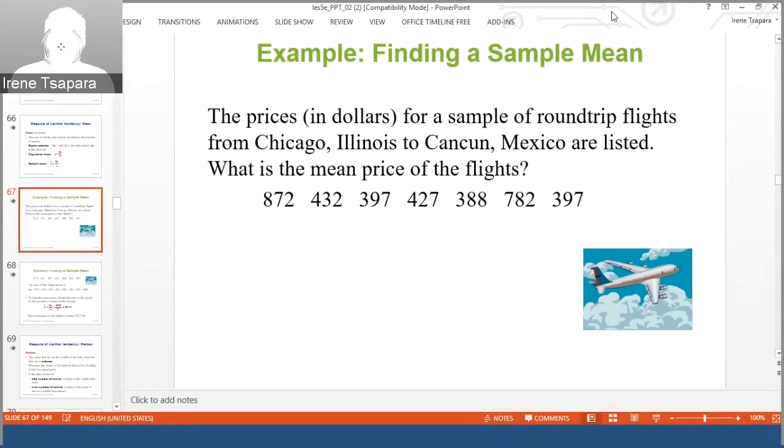that balances the entire data set. That's why we call it the center of the data set. What does it mean that it balances the data set?